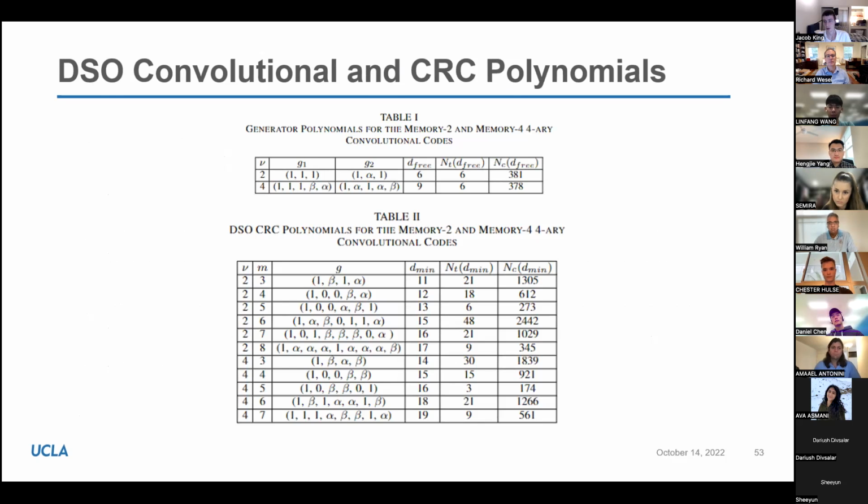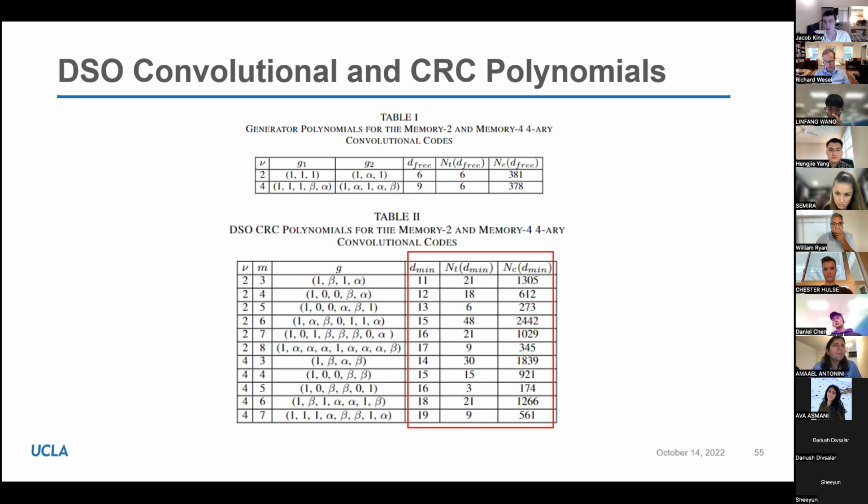Here we can see the 4-ary convolutional codes we used in table 1 and the corresponding 4-ary distance spectrum optimal CRCs in table 2. This column on the left shows the coefficients of the DSO CRC polynomials. Here, alpha is the primitive element of GF(4) and beta equals alpha squared. To the right, we can see the minimum distance of the CRC-ZTCC concatenated code.